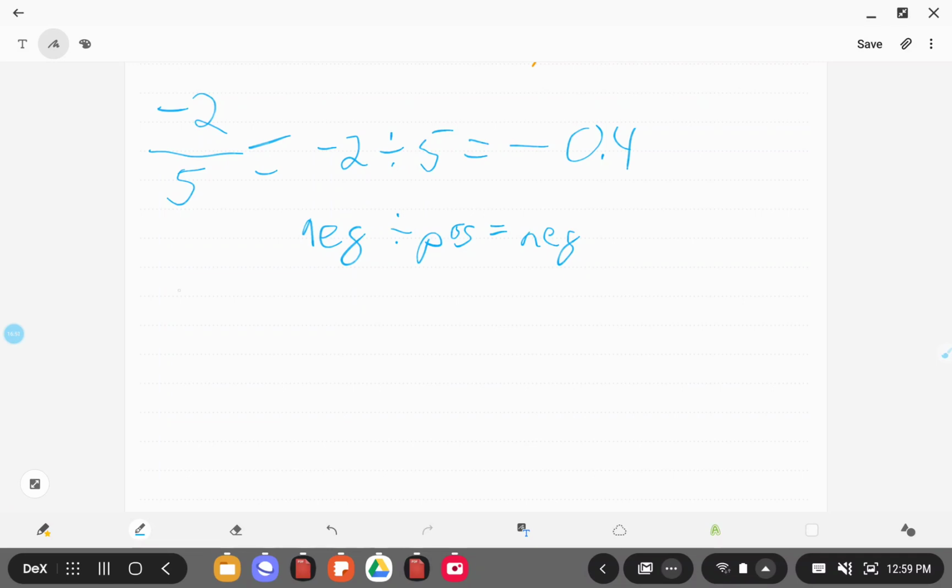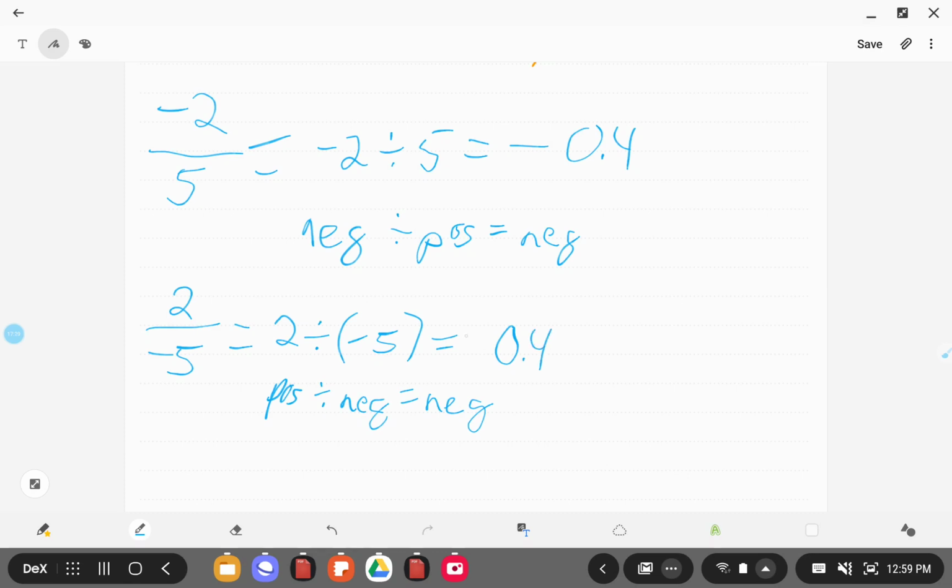Now, what if it's 2 over negative 5? Well, 2 over negative 5 means 2 divided by negative 5. So then we have to look at our rules. Our division rule told us that a positive divided by a negative is always going to be what? Think about it. Based on our rules, it's always going to be a negative, which means that this answer would also be 0.4, but with a negative in front of it. So 2 divided by negative 5 gives us negative 0.4.